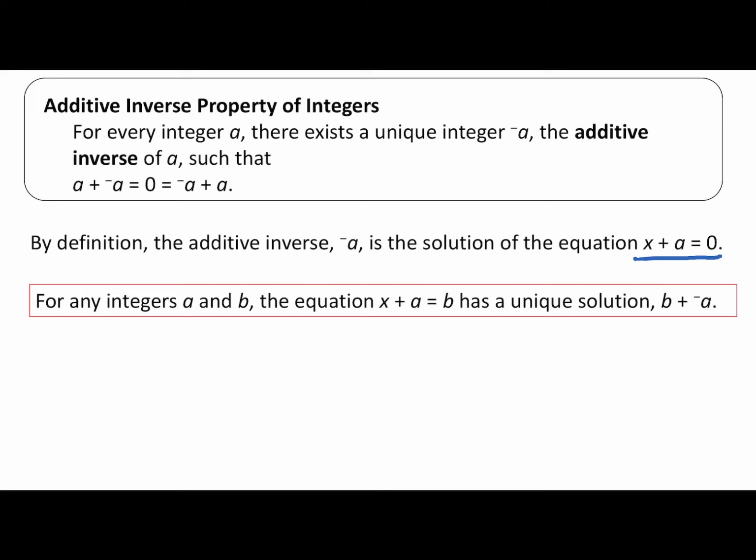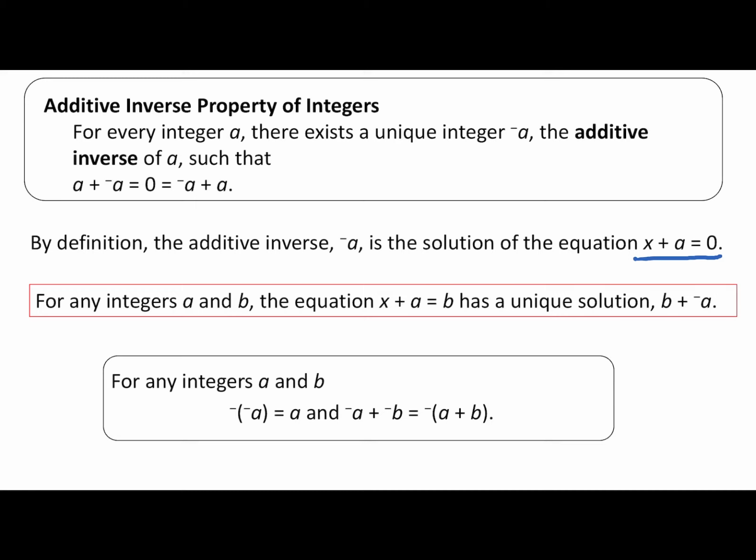For any integers a and b, the linear equation x plus a equals b is going to have a unique solution, and that unique solution is b plus negative a. Here are some more facts about the negatives. So if I take the negative of a, or the opposite of a, I just get a back. And the second property says if I have negative a plus negative b, that's the same as the negative of the quantity a plus b. So you can pull that negative outside of that sum.